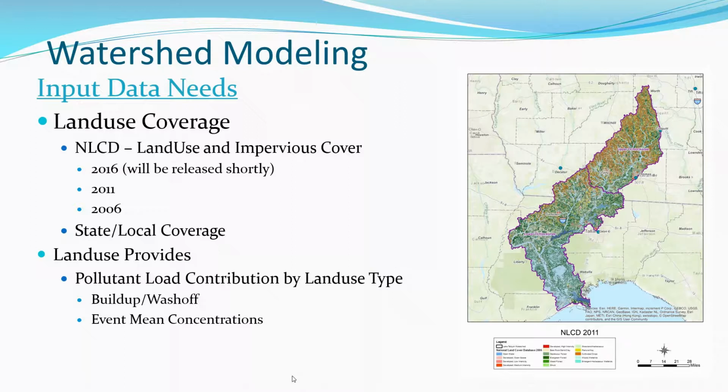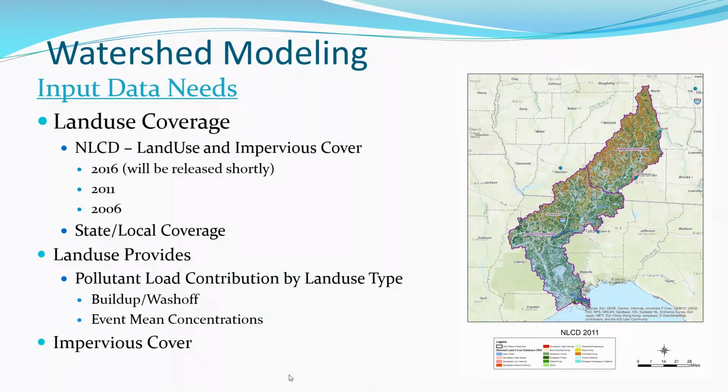And another method for doing it is something called event mean concentration, where you would assign an average concentration of a pollutant coming off of any particular land use type. So there wouldn't be a build-up and wash-off component, it would actually just be a constant concentration when there is runoff.